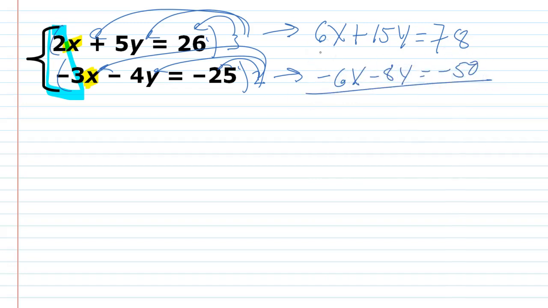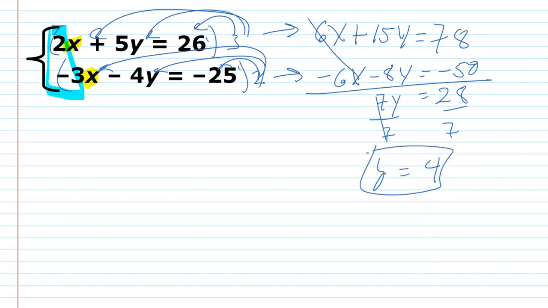Now, step 3 is complete. I have same number, opposite signs. Now I need to combine the like terms. 78 take away 50 is 28. 15 take away negative 8 is 7y. And 6x and negative 6x cancel each other out. Step 5, solve for the remaining variable. Divide both sides by 7. And you get y is equal to 4.